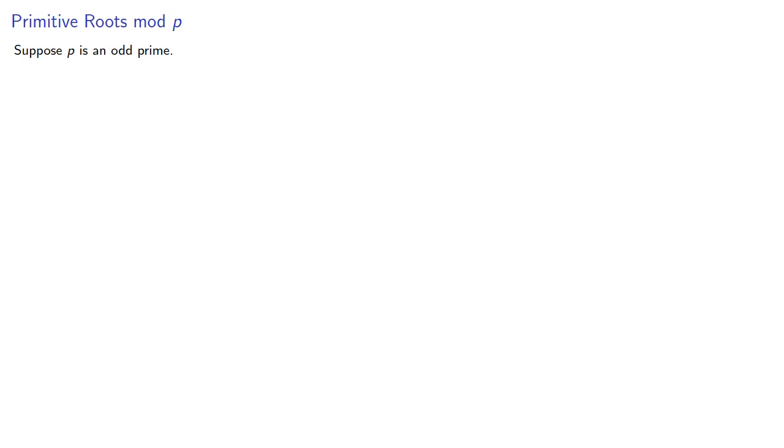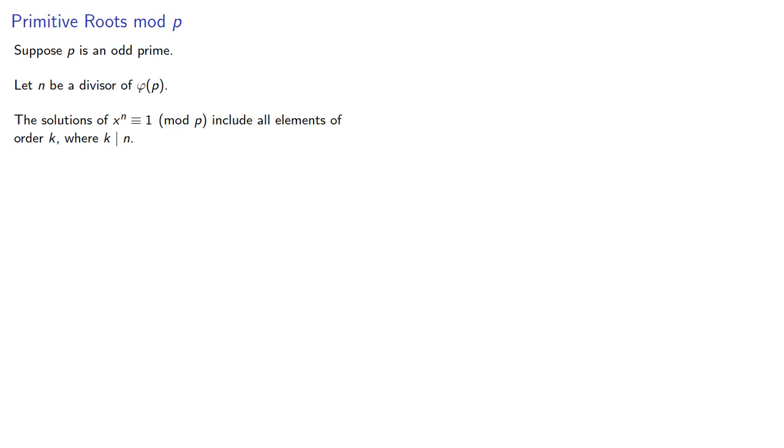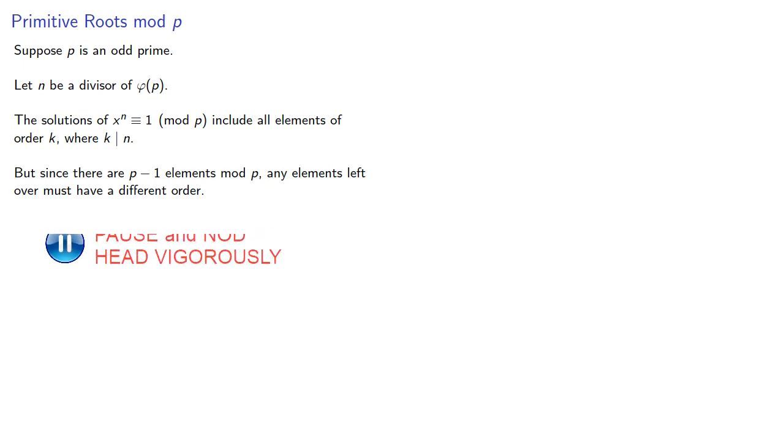Suppose p is an odd prime. Let n be a divisor of phi of p. The solutions of x to the n congruent to 1 mod p include all elements of order k where k divides n. But since there are p minus 1 elements mod p, any elements left over must have a different order.